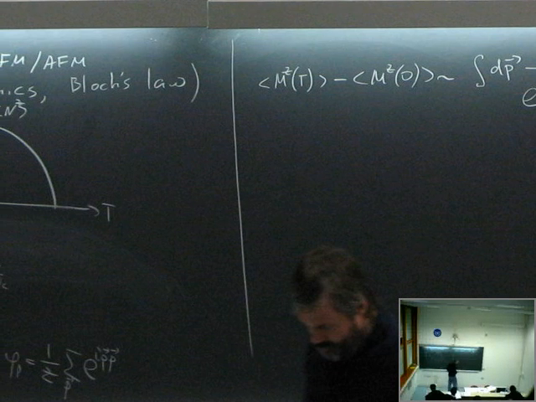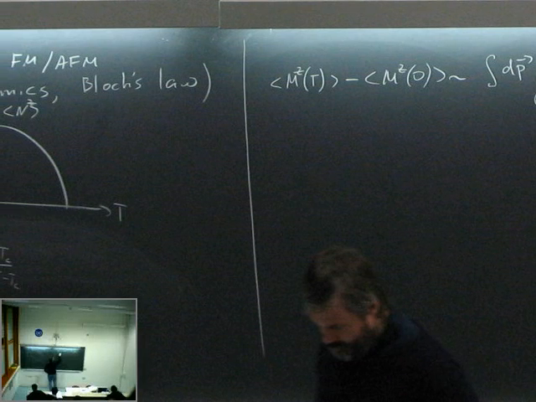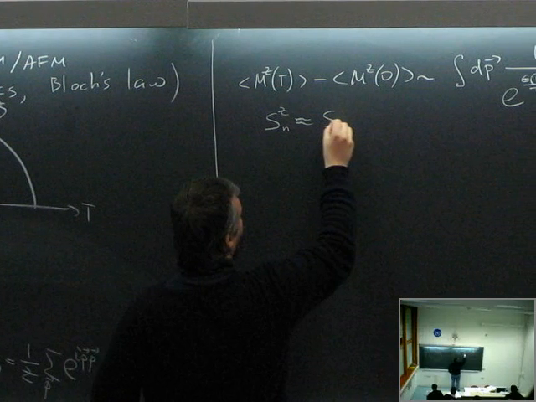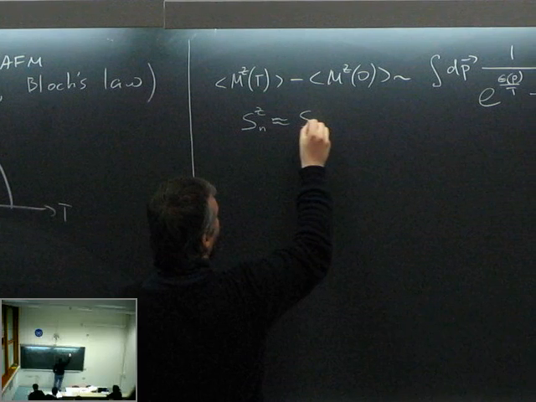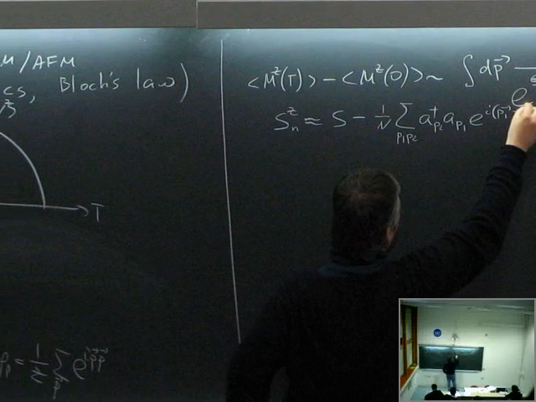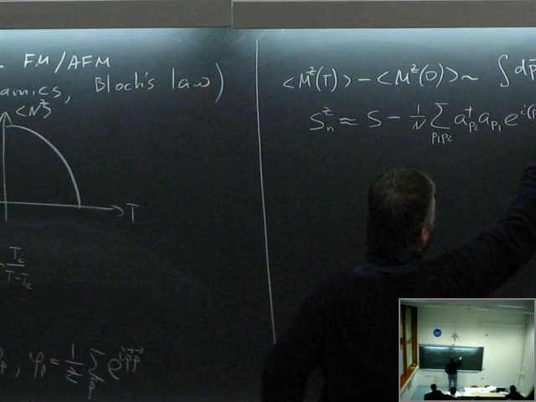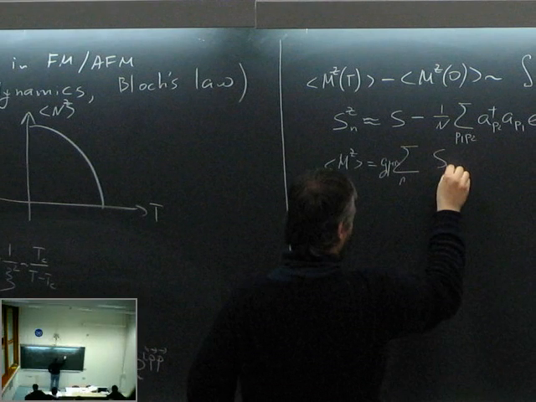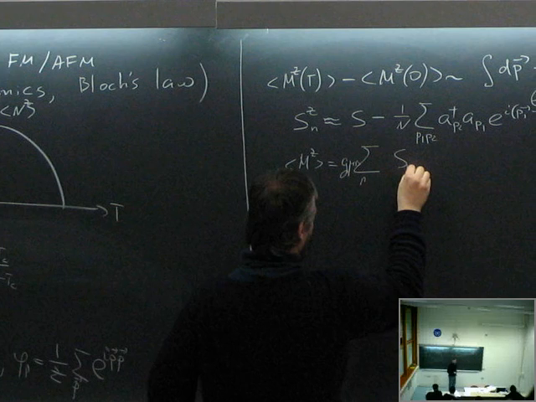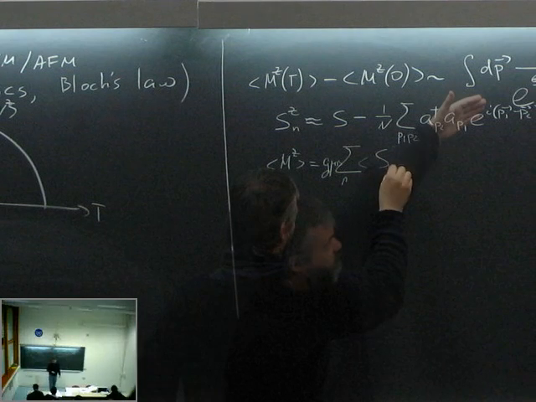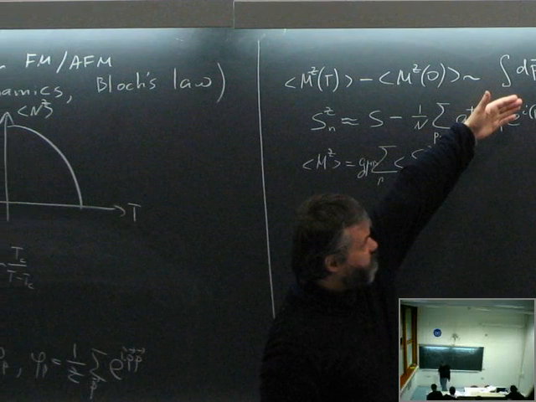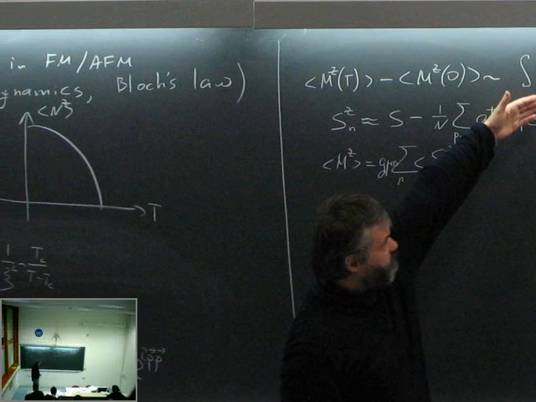Magnetization: you remember that we wrote that S^z_n is approximately equal to S minus 1 over N sum over p1, p2, a dagger p2, a p1, e to the power i (p1 minus p2) R_n, and the magnetization along z is the sum over n, with g mu_B S^z. This is a uniform magnetization. So you see, if I take the summation over n, it will give me the delta function. What I will get is just the average occupation number, which then leads to this formula. And it's very easy to estimate what this temperature dependence looks like.